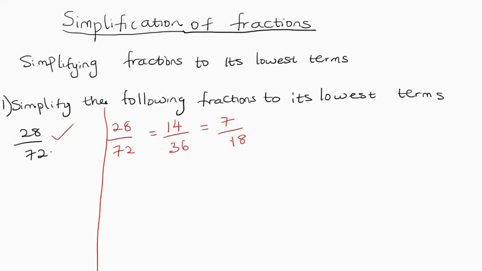All right, and that is it. Now there is no number that can divide both 7 and 18. So therefore guys, 28 over 72 reduced to its lowest term is what? 7 over 18. And guys, this is it. Now you can try this out and see if your answer is the same as mine.